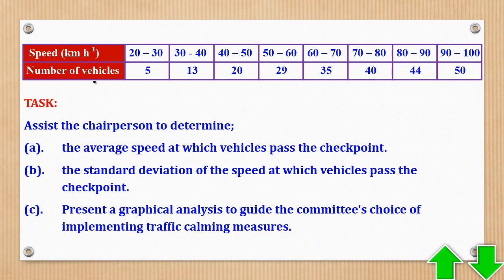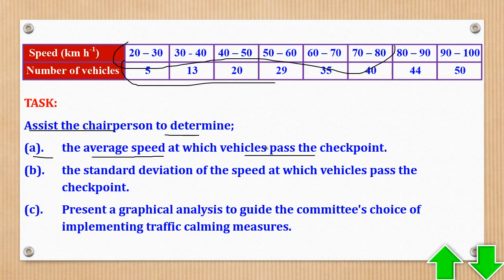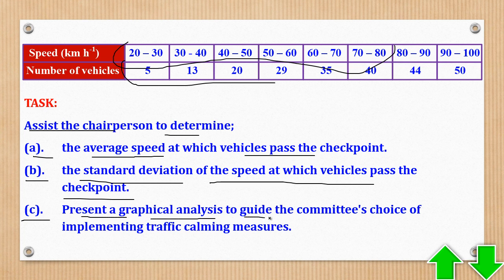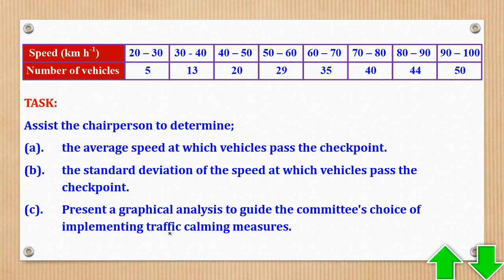So these are the speeds and the corresponding number of vehicles with that speed. The task is to assist the chairperson to determine part A, the average speed at which the vehicles pass the checkpoint, part B, the standard deviation of the speed at which the vehicles pass the checkpoint, and part C, present a graphical analysis to guide the committee's choice of implementing traffic calming measures.